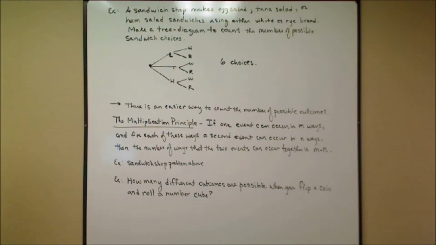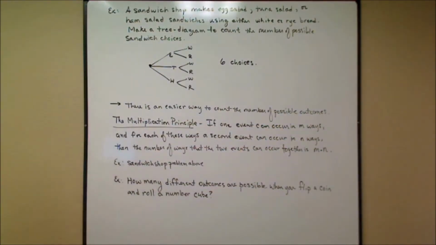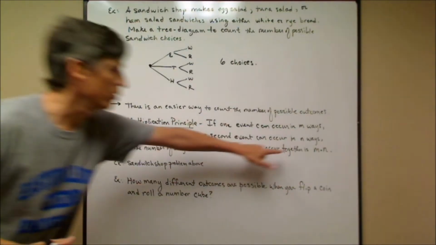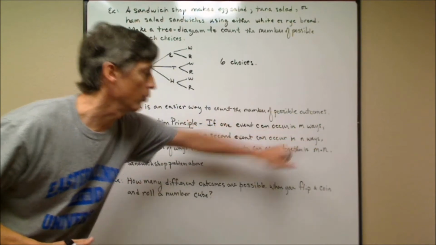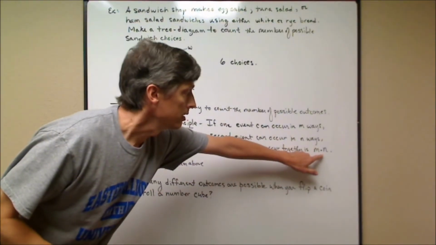It says if one event can occur in m ways, and for each of these ways, a second event can occur in n ways, then the number of ways that the two events can occur together is m times n. Multiply here.